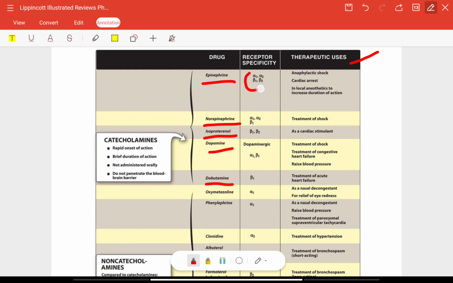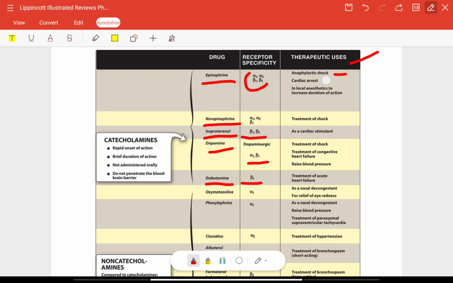Epinephrine acts on both alpha and beta. Norepinephrine, except beta 2, acts on all. Isoproterenol is beta non-selective. Dopamine is alpha 1 and beta 1 plus dopaminergic D receptor. Dobutamine is only beta 1 selective.